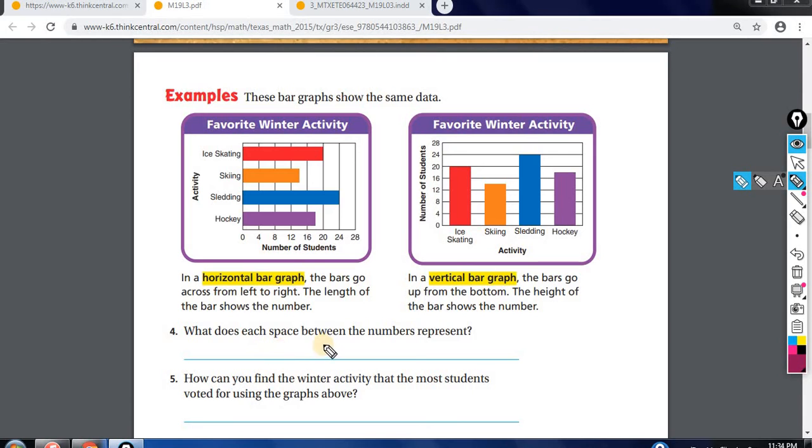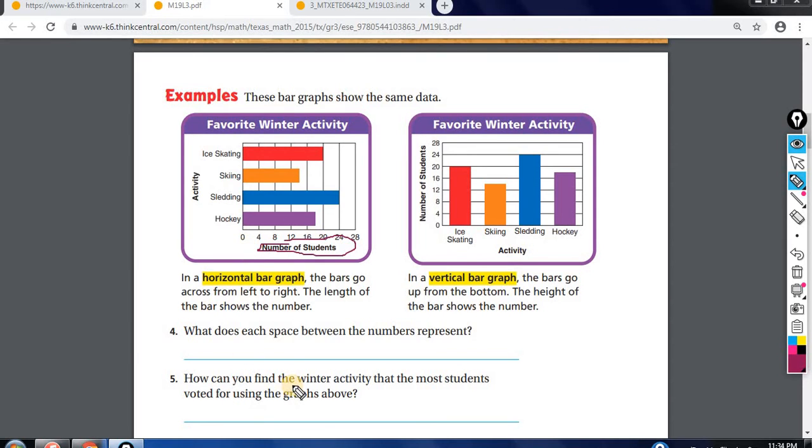What does each space between the numbers represent? Each space is a number of students. Okay? That's what that represents.